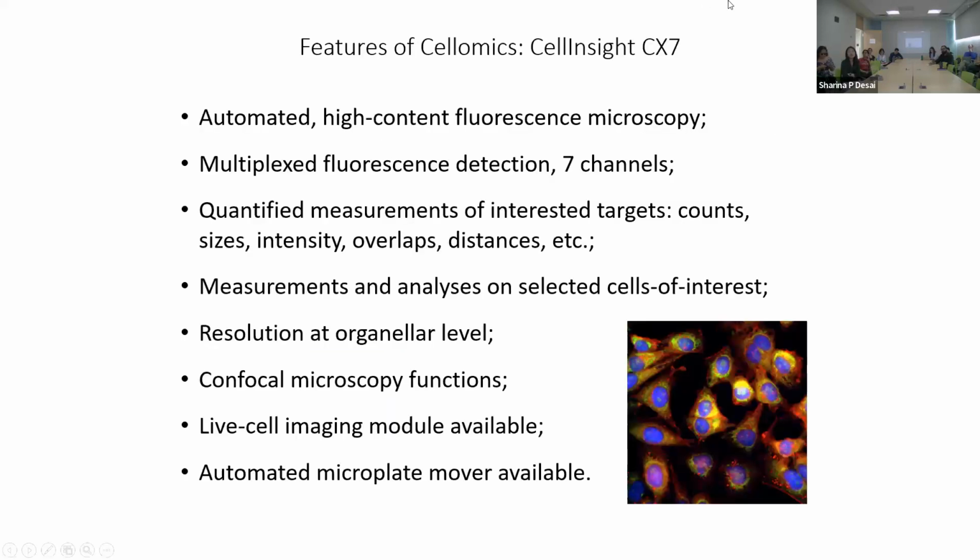And Cellomics, the CX7 we're talking about, is quite powerful and reliable. It has very strong features. For example, endoscopy microscopy allows us to capture all the images we want, and it also has 7 channels, so we can have 7 targets and measure our targets by counts, by size, by intensity. Also, we can measure the overlap and distance between 2 targets. Also, as Shrina mentioned, we can measure selected cells, so we don't have to analyze all the cells. We can select the cells that we choose.